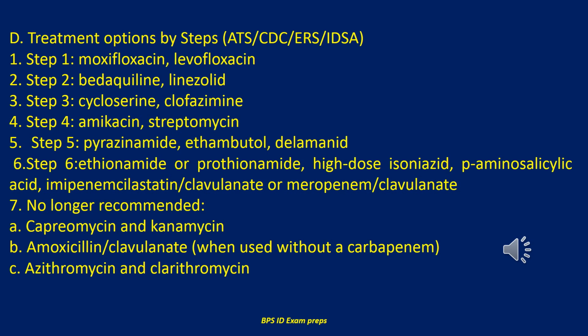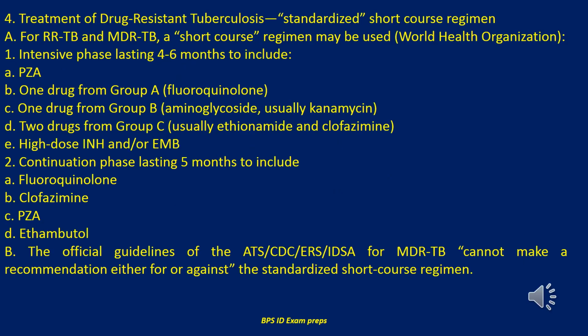7. The following are no longer recommended: A. Capreomycin and kanamycin. B. Amoxicillin-clavulanate when used without a carbapenem. C. Azithromycin and clarithromycin. Let's now discuss the treatment of drug-resistant tuberculosis, standardized short-course regimen.